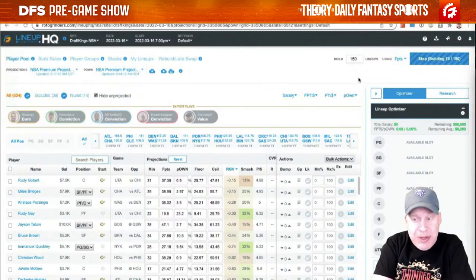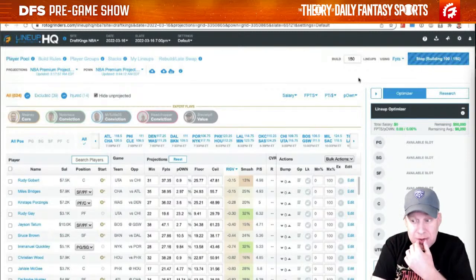And you tell me, which would you rather have in the largest field GPP? Would you rather have the 5 best projected lineups that I made, or would you rather have 150 of these lineups that are coming up? And I can tell you, I guarantee, I'd rather have the 5 lineups in the beginning than 150 of these. So this is almost done. Here's 150 lineups.